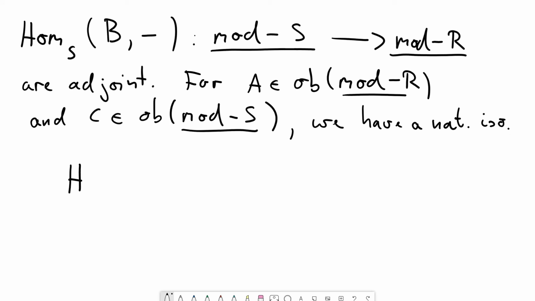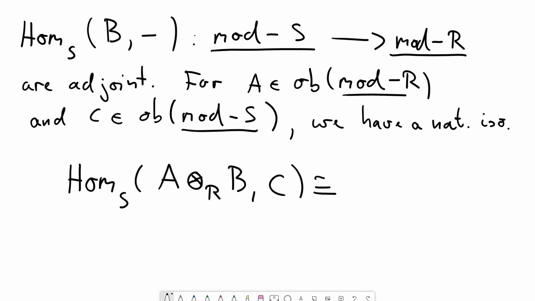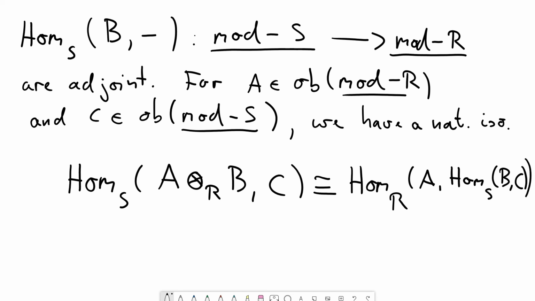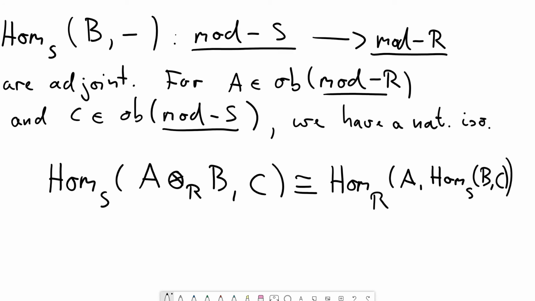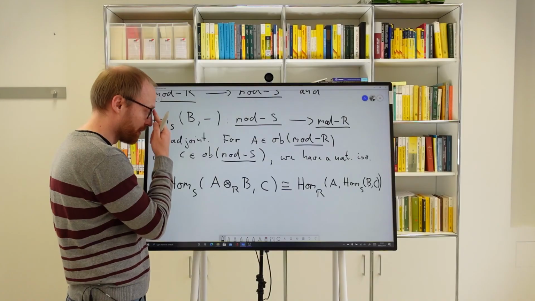from Hom S of the tensor product A tensor R B into C. And this natural isomorphism now goes into the Hom set over R, it should be now, from A comma, and now I put in the S homomorphisms from B to C. Yeah, so let's make sure that we did no mistake here.